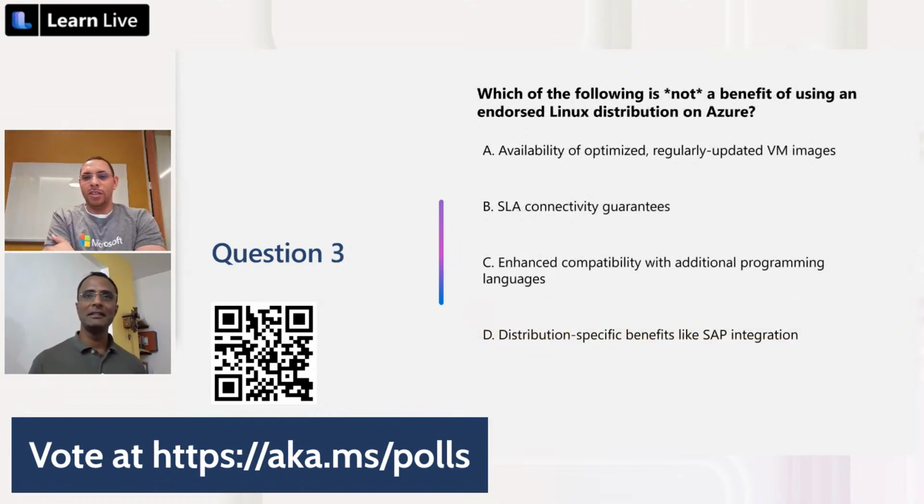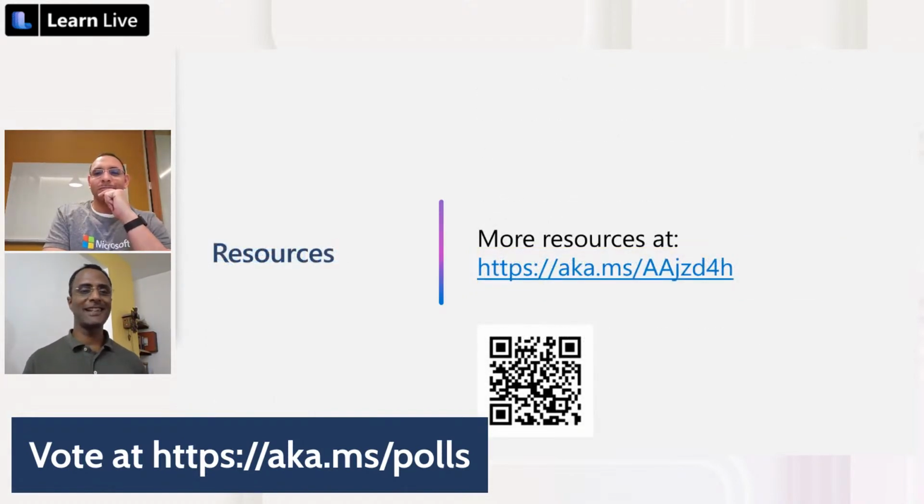So question number 3, and I think this is the final question here. Yeah. So which of the following is not a benefit of using an endorsed Linux distribution on Azure? Is it availability of optimized, regularly updated VM images, SLA connectivity guarantees, enhanced compatibility with additional programming languages, or is it D, a distribution specific benefits like SAP integration? Another good question. Are we seeing answers coming in on this one? Yeah, we are having a tough fight between options B and C. So I'm gonna go ahead and answer, and I'm gonna go with C. Awesome. Okay. Yes, quite a few of them have got that right.